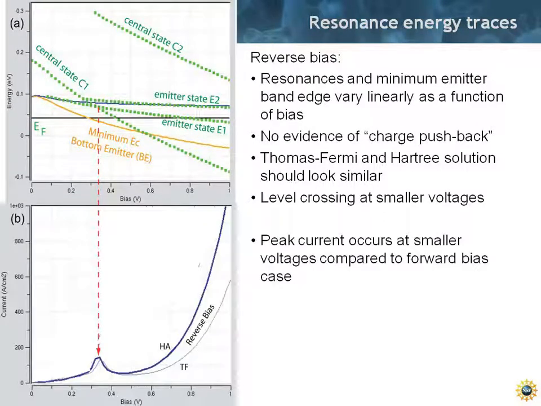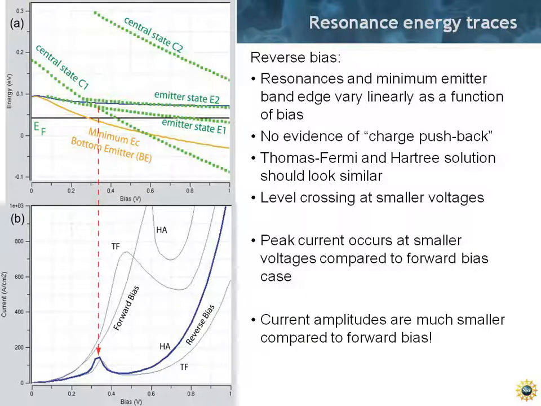And indeed, the current voltage characteristic looks like this. Hartree and Thomas Fermi calculations roughly give you the same result. It happens early on in the curve when these peaks are aligned. And if you compare that to the previous case where we have the forward bias, you see that the peak is really indeed at an earlier voltage. And it happens also now that the peak current is much smaller.